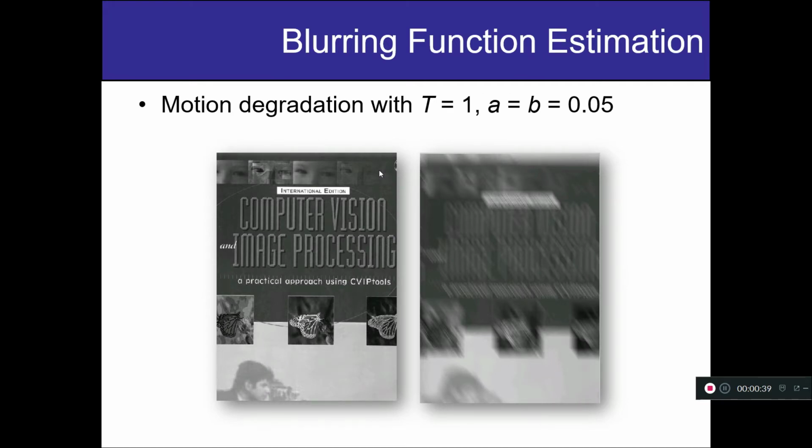Again, image restoration is divided into three parts. The first one, we assume that there's no blurring function. The only degradation factor that affected your image is additional noise.